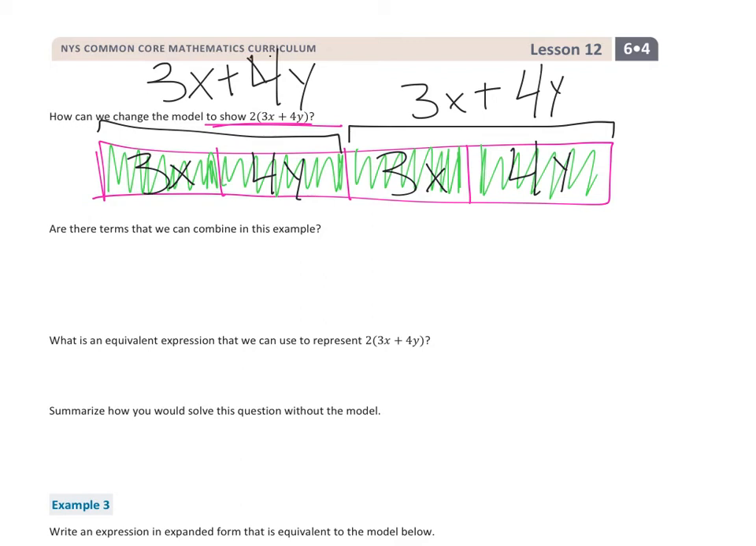So there are some terms that we could combine. Totally, we could combine the 3 x's and the 4 y's. So the 3 x's, so those combine to make 6x, and the 4 y's combine to make 8y. So an equivalent expression that we could use to represent would be 6x plus 8y.